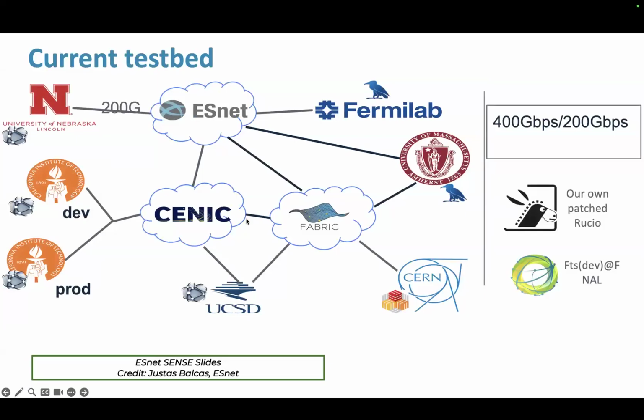All the paths here are 400 gigabit per second. The path to UNL is 200 gigabit per second. You can see here various sites, like national labs like Fermilab, and you have UCSD, CERN, Caltech, Amherst, and so on.